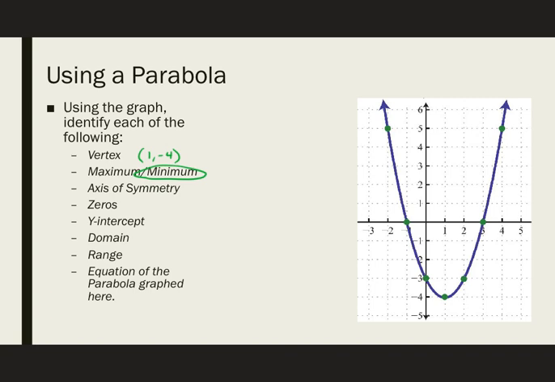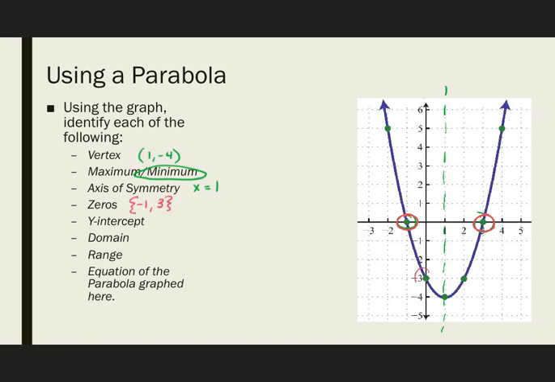The axis of symmetry is the line that goes through the vertex, so it's going to be the line x = 1. Your zeros, probably should write in something other than green. Your zeros are these 2 points where it crosses the x-axis. So my zeros in this case are -1 and 3. That's not a coordinate, it's a list.